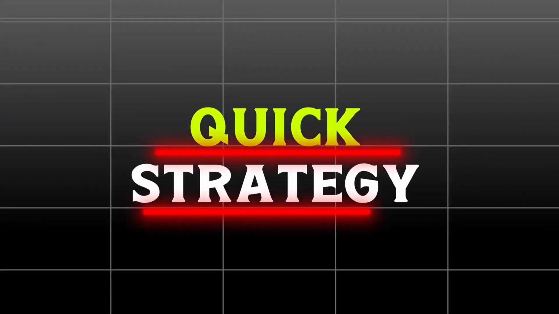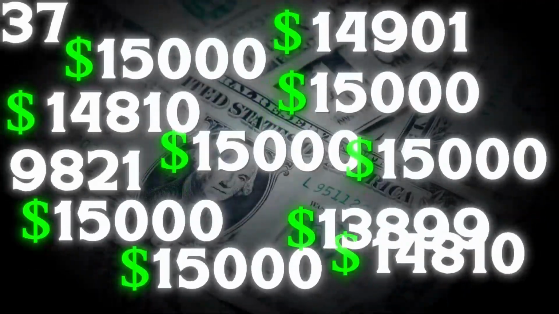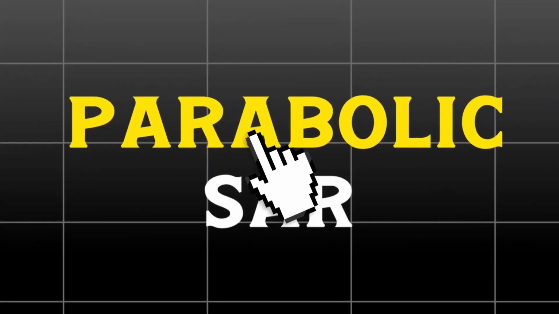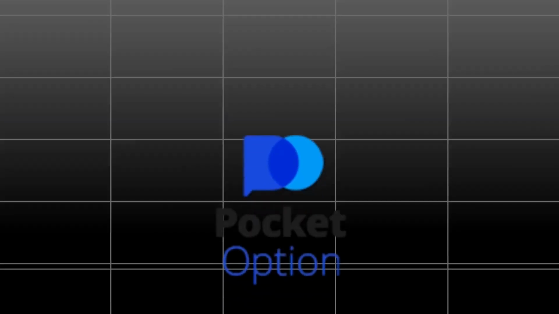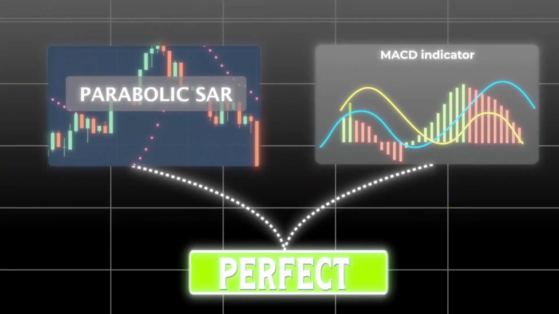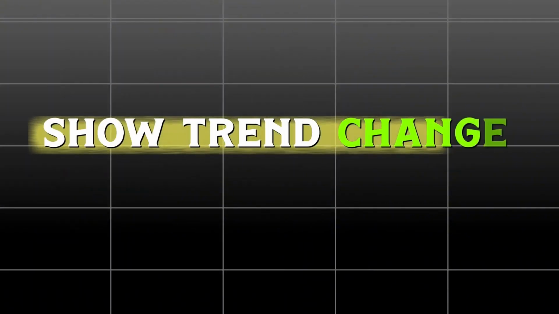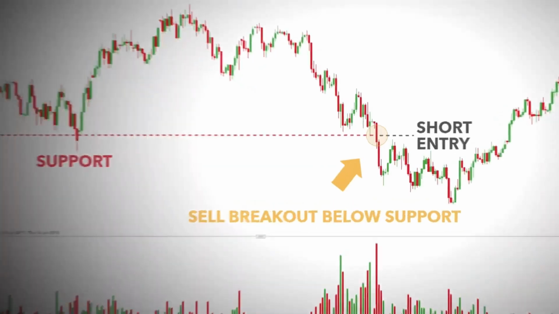Hey everyone, today I'm going to share a quick strategy that helped me make over $15,000 using the Parabolic SAR and MACD on Pocket Option. These two indicators work great together. They show trend changes and confirm the best entry point.